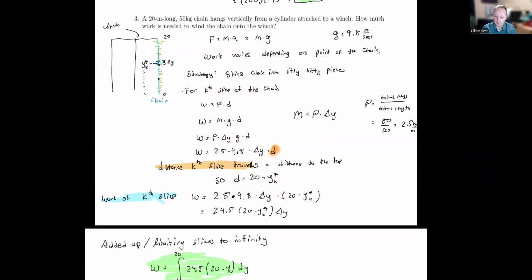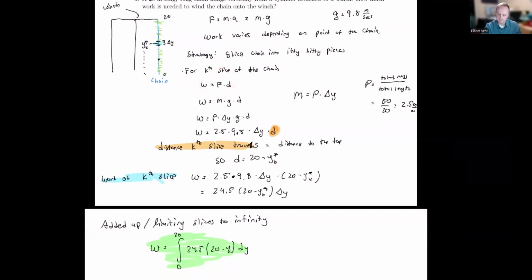The one ticket is realizing the distance varies depending on the slice we look at. And the other ticket is realizing the slice that you're looking at has constant force among that slice if your slice is small enough. We're going to end up making smaller and smaller slices as we limit it to infinity, right? So we can take advantage of that.